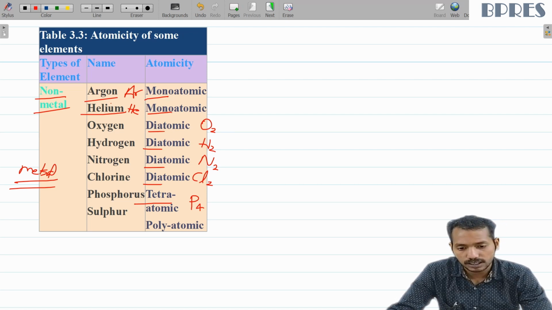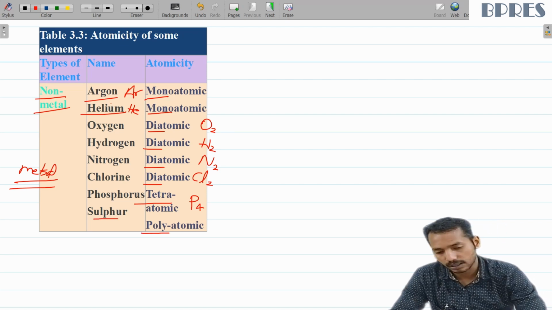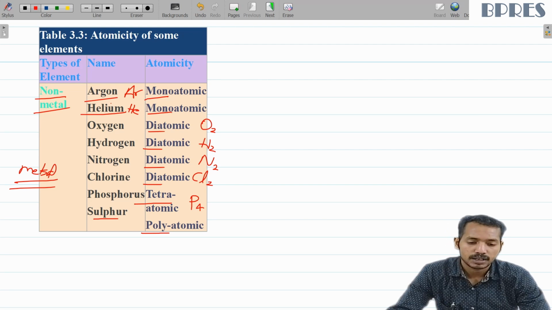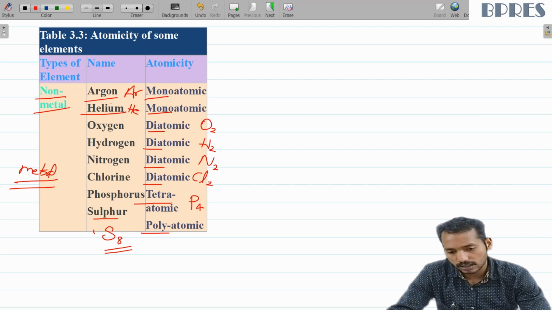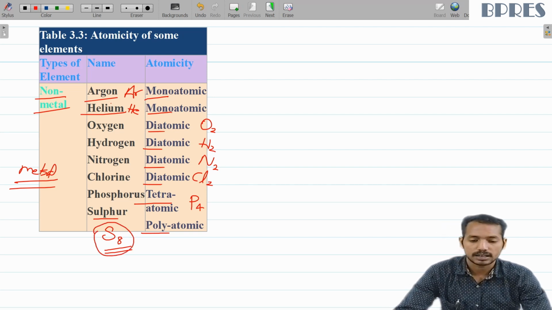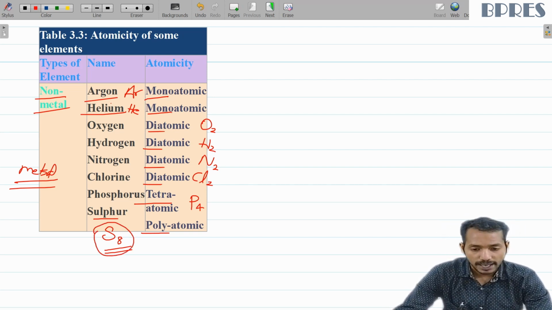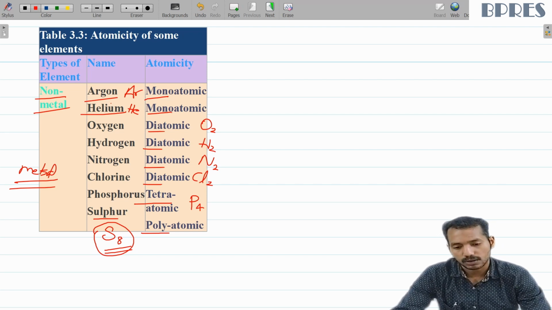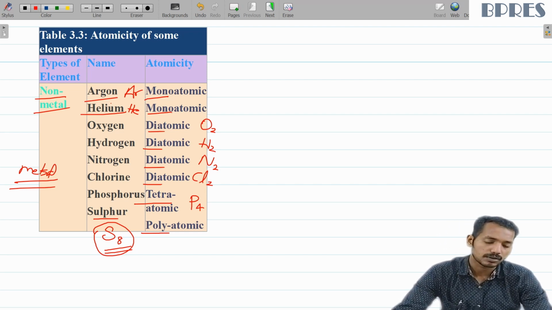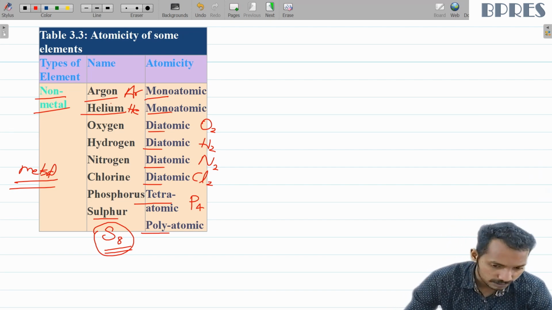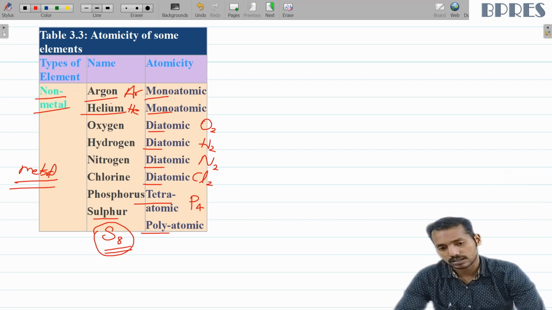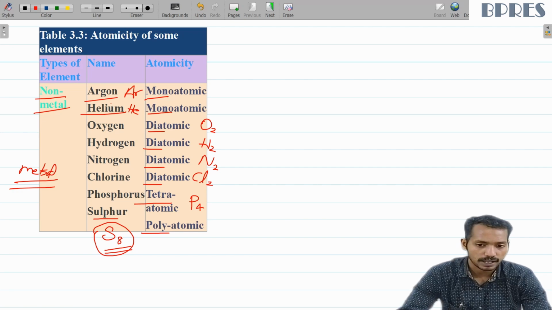In the case of sulfur, we call it polyatomic. Why is it polyatomic? Because it is a group of 8 sulfur atoms. So solid sulfur exists in nature as a group of 8 sulfur atoms. Because of that, we call it poly. If more than 4 atoms are there, whether it is 5 or 6 or 7, we together call it polyatomic. Okay, so this is regarding the atomicity of elements.